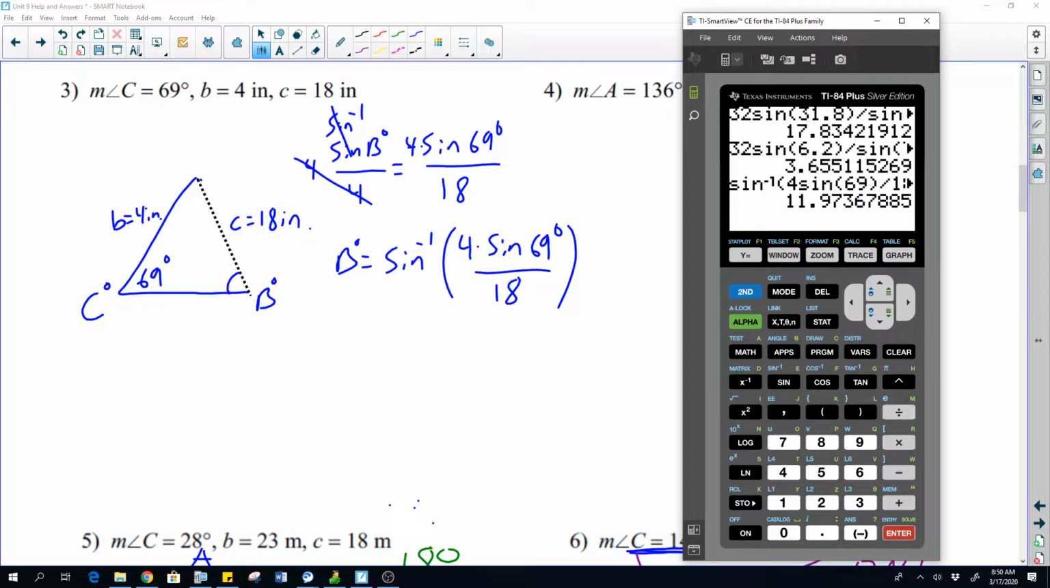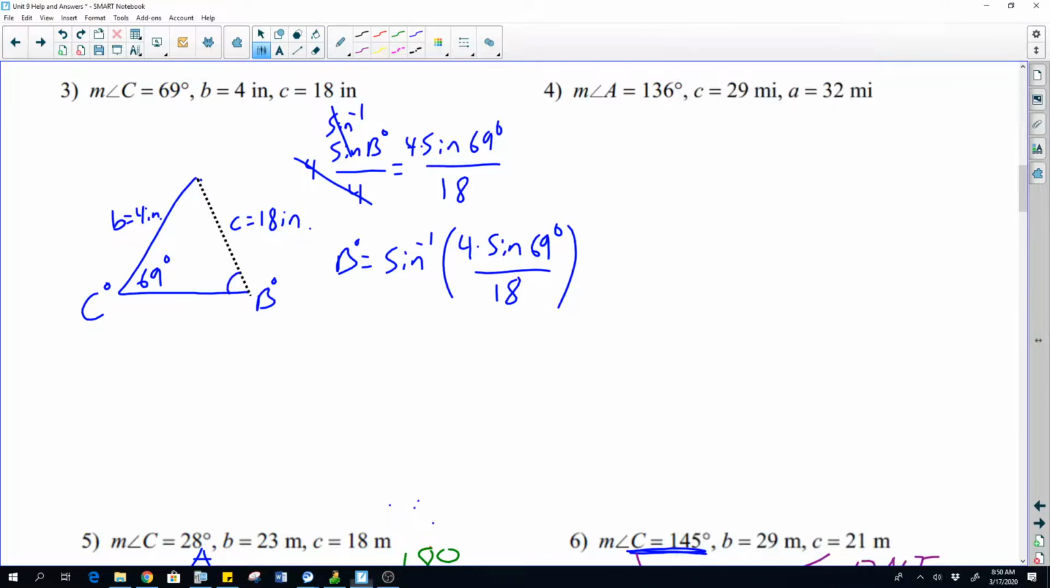And we get 11.97, which rounds up to 12 if we round to the nearest tenth. So we have angle B is equal to 12 degrees, which makes sense because we have a small side and a small angle. Awesome. So then we have 12 degrees here.